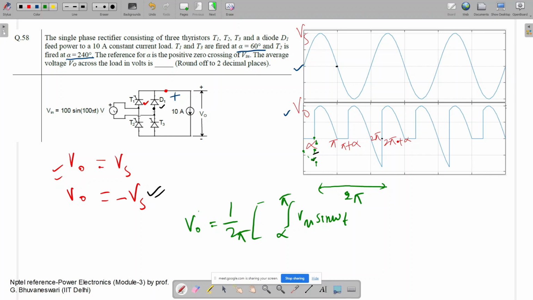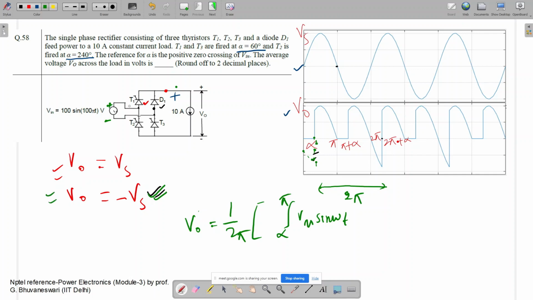So D1 was already conducting, so it will conduct through this path. D1 will conduct and T2 also will conduct. When D1 and T2 conduct, what will be the output voltage? Here this is negative and this is positive, so this negative point is connected here and the positive point is connected here. In that case, the output voltage will be the negative of the source voltage.